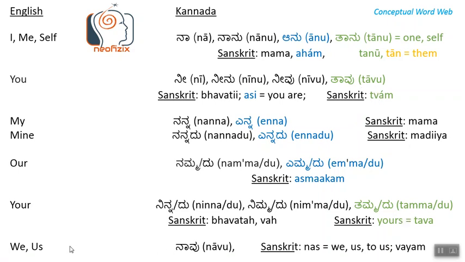And coming to the next, we have this English word we, us, which translates to the Kannada word navu. And in old Sanskrit, in Vedic text, Rig Veda and all, there is a word used, nas, for we, us, or to us. Another word used is vayam, but this word nas may be related with the Kannada word navu.